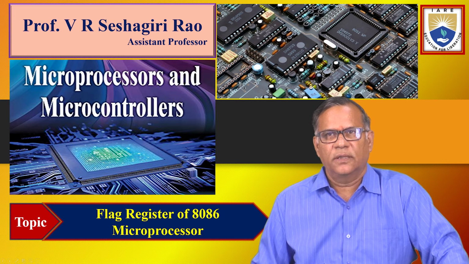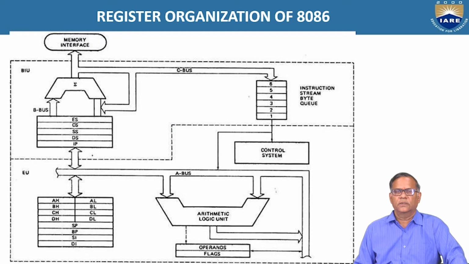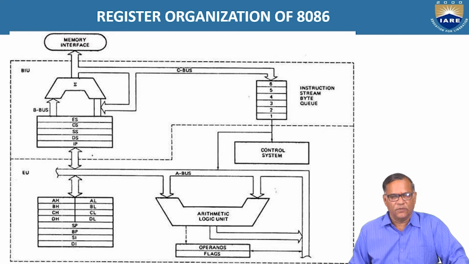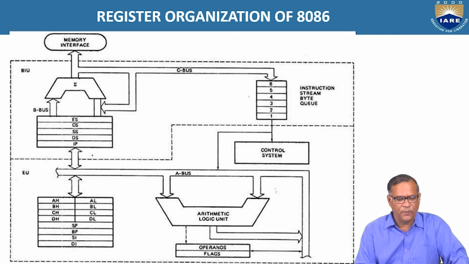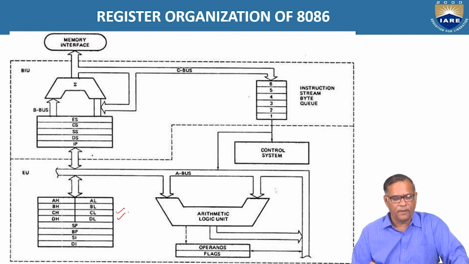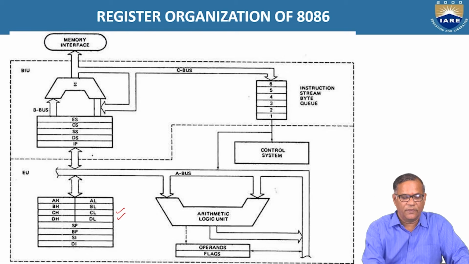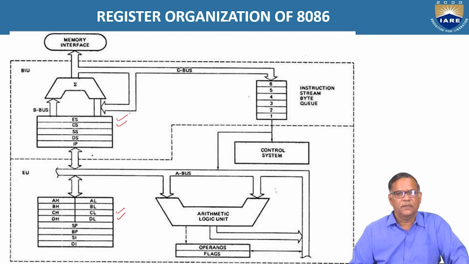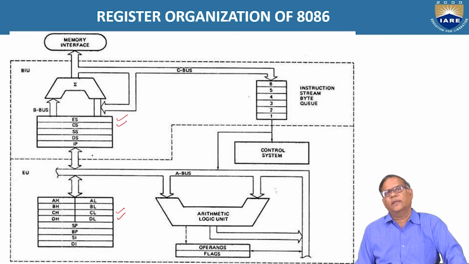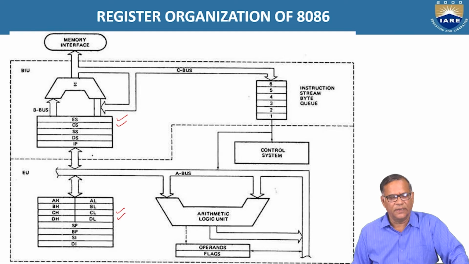Today I am going to discuss about the flag register of 8086 microprocessor. See, there are 14 registers in 8086. The registers are AX, BX, CX and DX. And in addition to these registers which are used for arithmetic and logic operations, we also have the segment registers, code segment register and extra segment register, stack segment register, data segment register, followed by the pointer registers which are used to store the offset address. They are instruction pointer, stack pointer, base pointer, source index and destination index. And other registers are flag register. So today I am going to discuss about the flag register.